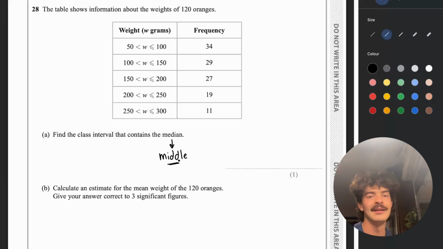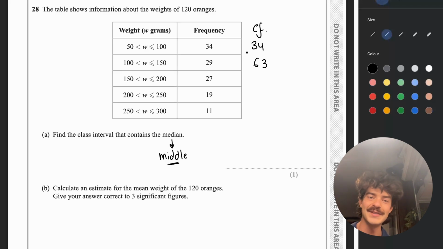D's in middle. And that means that we want to find the middle value, right? We've got 120 oranges. How heavy is the middle one? The 60th. So to do this, I'd always suggest that you run through your cumulative frequency, 34. And then after 34, we're adding 29, which is going to give us 63. Look at that. So we're already past 60, right?